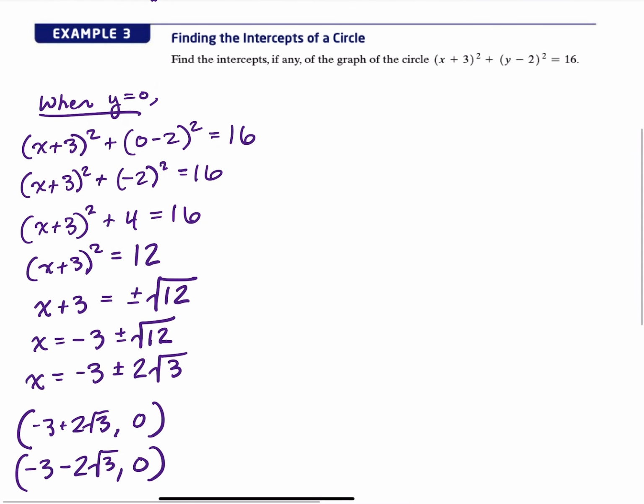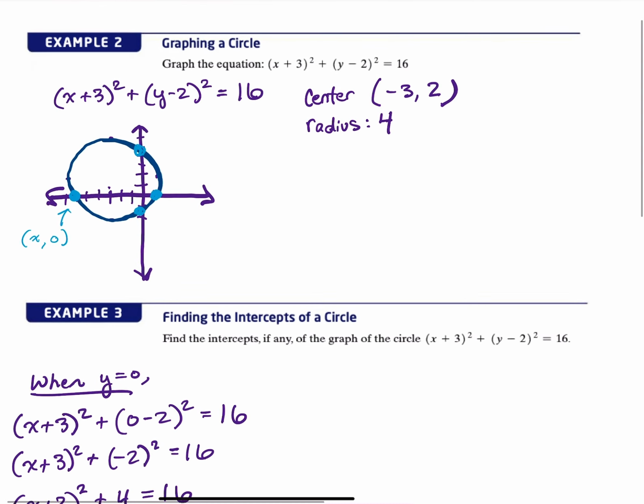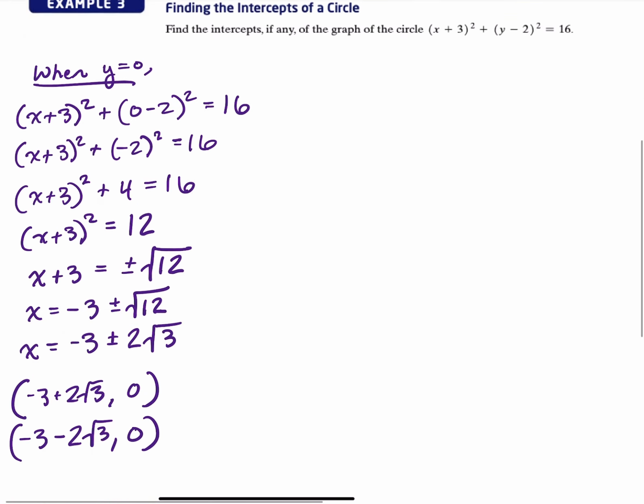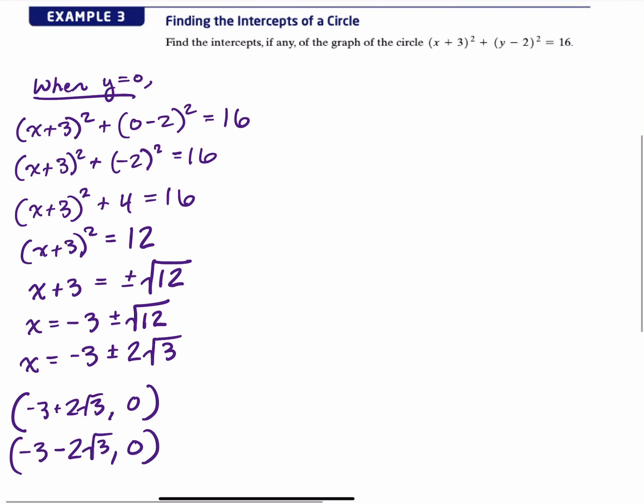So those are our two x-intercepts. So let's find the y-intercepts in the same way. We can find y-intercepts. They will occur along the y-axis, and that's when x is equal to 0.